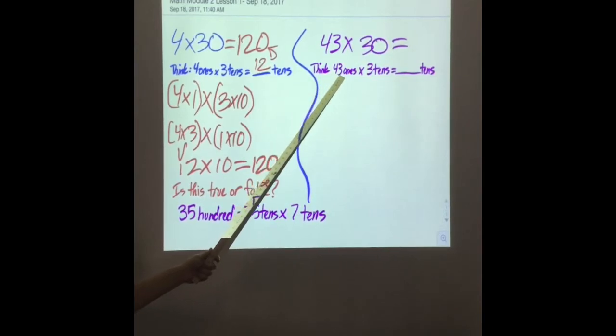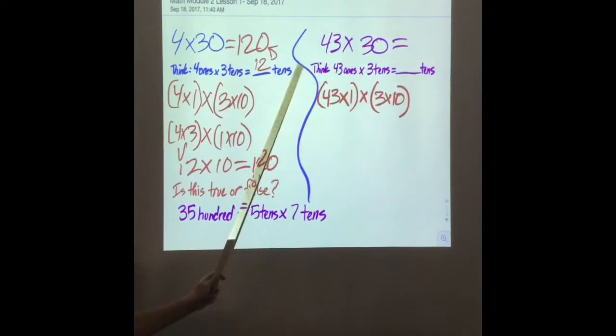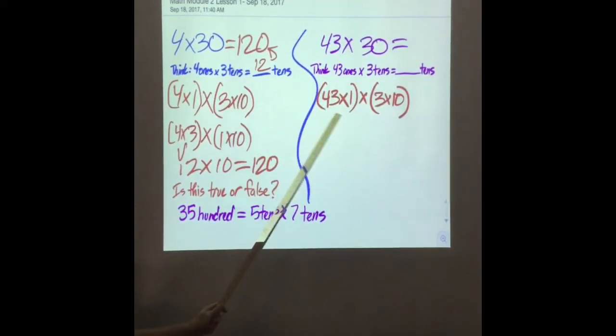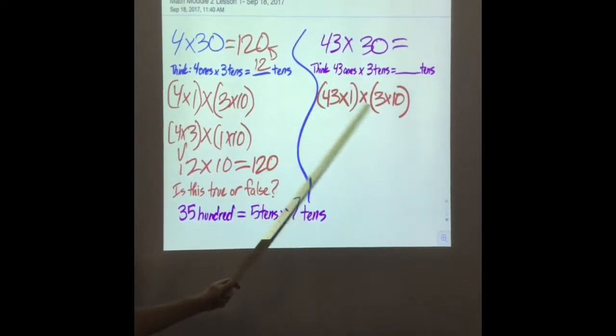Think of 43 ones. If we were thinking of 43 ones, we'll distribute it, and our distributing would be 43 times 1, and then we're going to distribute our 30. It's 3 times 10. Good job. That's why it says, think of 43 ones, 43 times 1, and 3 tens, 3 times 10. That's the distributive property right there. That's what we just did.